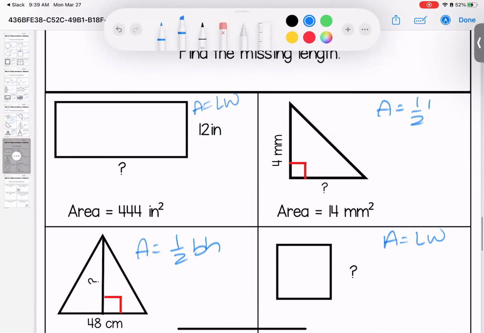So we're going to use our algebraic knowledge to plug these in and figure out what's missing. If I know that my area is 444 and I have a length that's missing and a width that's 12, these are being multiplied together. Opposite is to divide. So if I take 444 and I divide that by 12, I am left with a missing length of 37 inches.